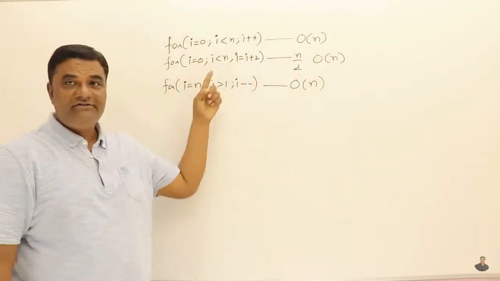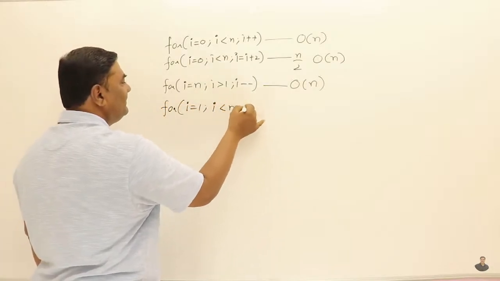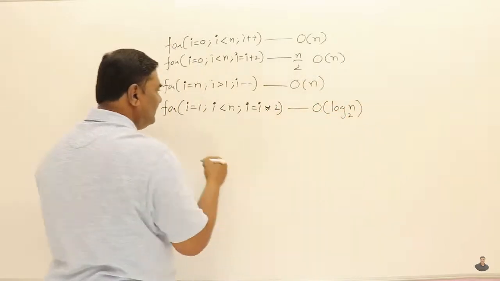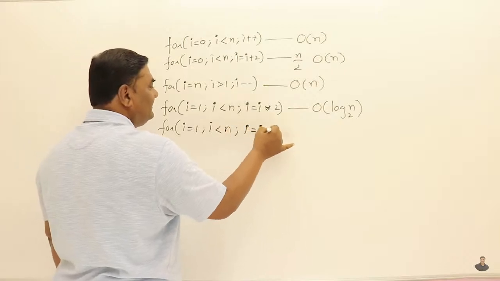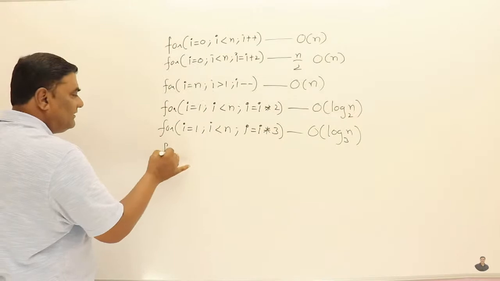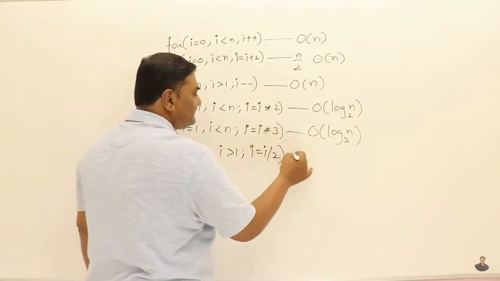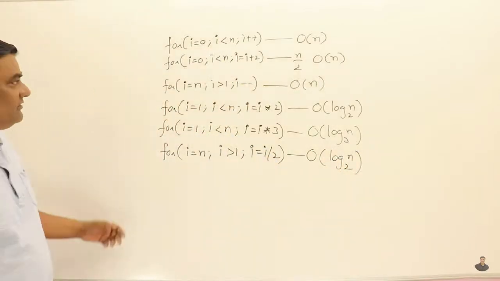So if it is incrementing, it is order of n, and if it is decrementing, it is also order of n. Then for I assign 1, I less than n, I assign I multiplied by 2, this is order of log n base 2. Similarly, for I assign 1, I less than n, I assign I into 3, this will be order of log n base 3. For I assign n, I is greater than 1, and I assign I by 2, it's order of log n base 2. So now we can take these as formulas.